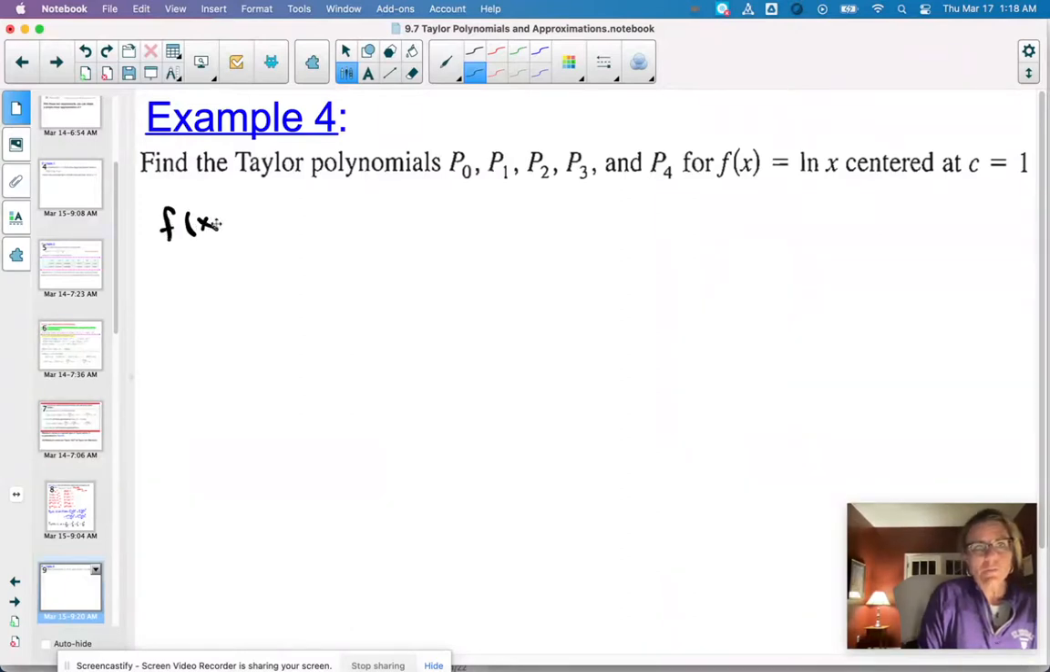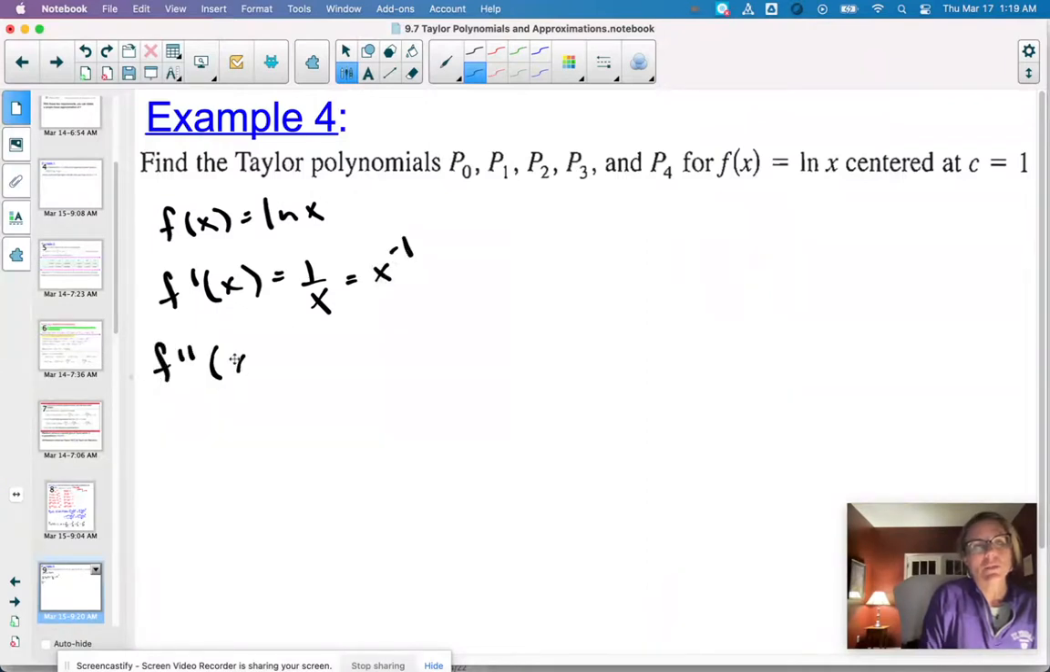So our function is ln of x. So I take my first derivative. That's 1 over x. Which I'm going to write like that because taking a derivative, it's much easier. So now the second derivative is just going to be negative x to the negative 2, which is obviously equivalent to -1 over x squared.